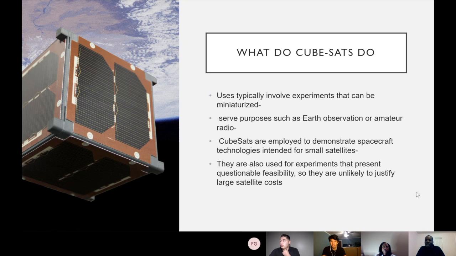I just spoke a little bit on how they're made. Let's talk about what CubeSats actually do. Like I said earlier, they're involved in a lot of high-risk missions because they're easily replaceable. But some practical purposes they serve are Earth observation, so we can put it up there to take pictures of essentially anywhere in the world, but with more discretion. It can be used as an amateur radio.